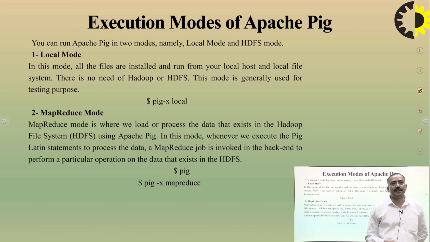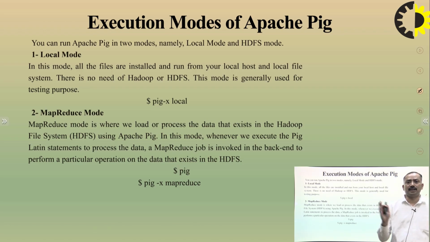Then, types of execution modes of Apache Pig. We basically run Apache Pig in these two modes. The first one is local mode, and the second one is MapReduce mode. In local mode, all the files are installed and run from your local host and local file system. There is no need for a Hadoop system, and this mode is generally used for testing purposes. With the help of the pig -x local command, we can execute local mode.